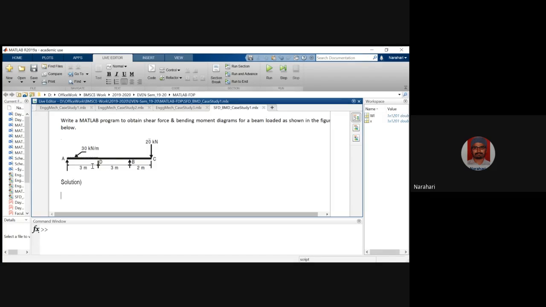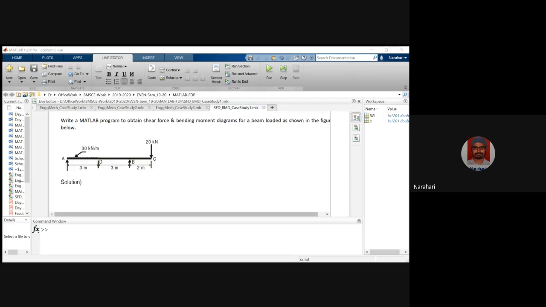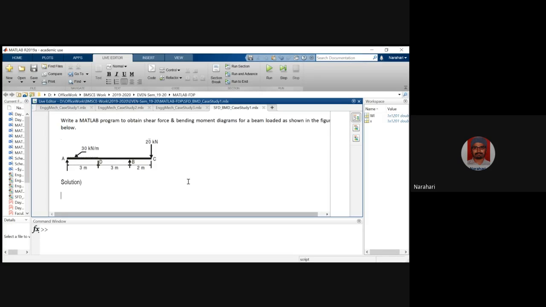Summation of all forces along y direction equals 0. So you will have RA plus RB equals this whole force. It's a UDL. Please bear with me that the UDL is not pretty brightly visible, but I hope you people will understand. So 30 into 3 plus 20. So this is the equilibrium equation.